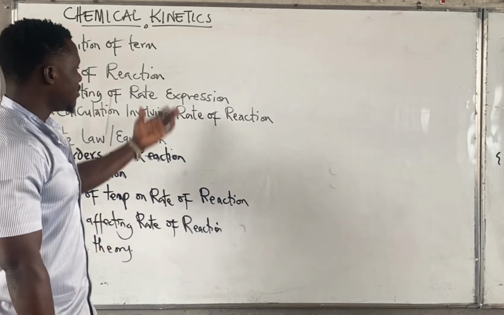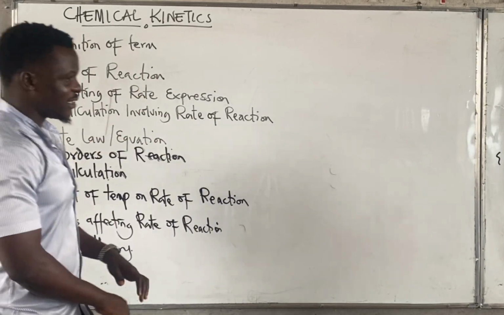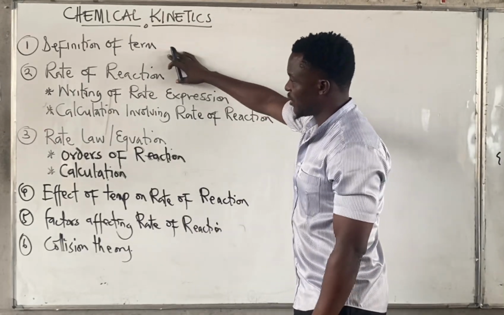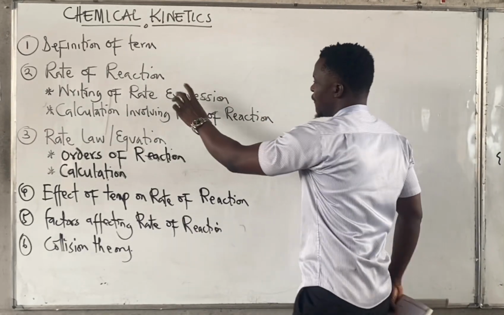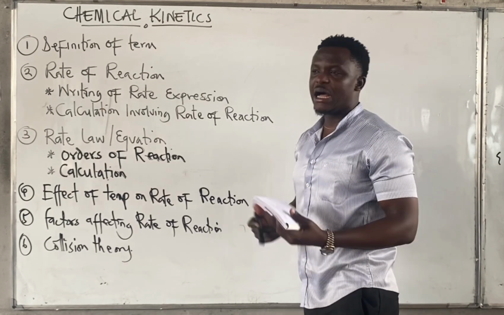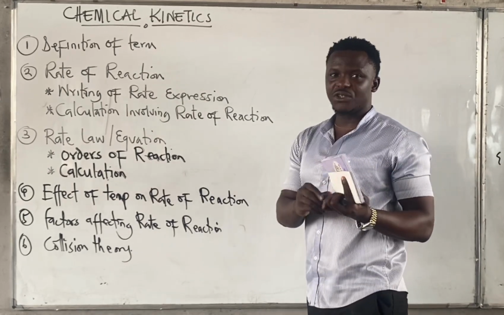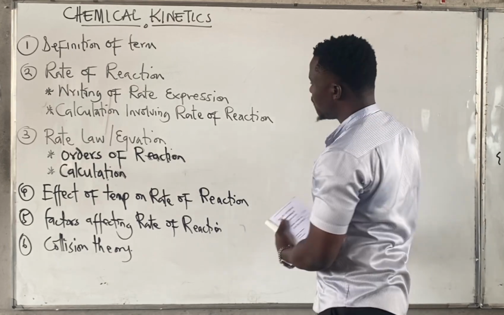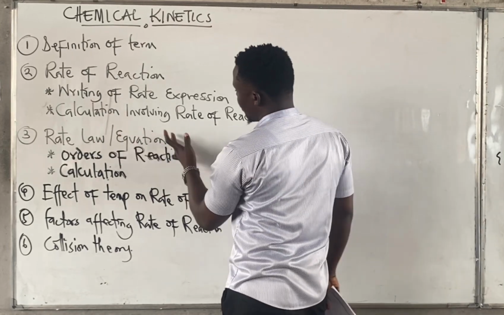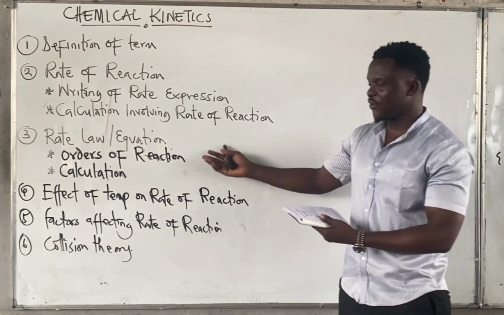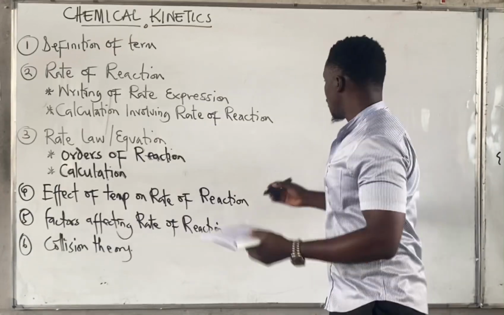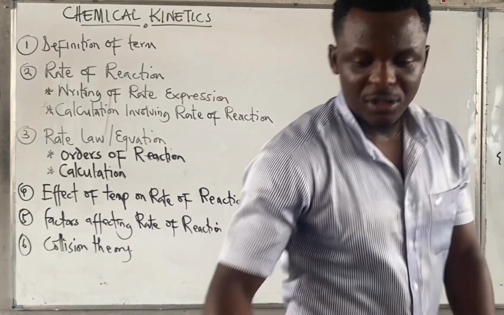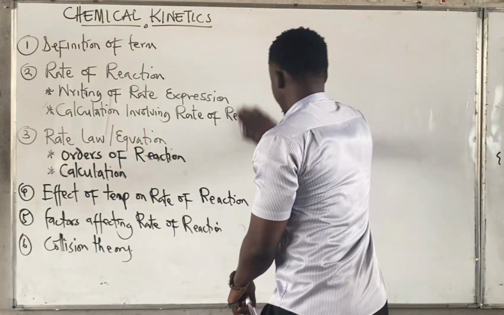These are the topics under chemical kinetics we're going to be covering today. We have definitions of terms, rate of reaction. Under rate of reaction, we have writing of rate expression. Now, how do you write rate expression for a reaction? And also, we have calculations involving rate of reaction. Moving forward, we have rate law or rate equation, right? We have orders of reaction and the rest of them. So, without further much ado, let's get into this.